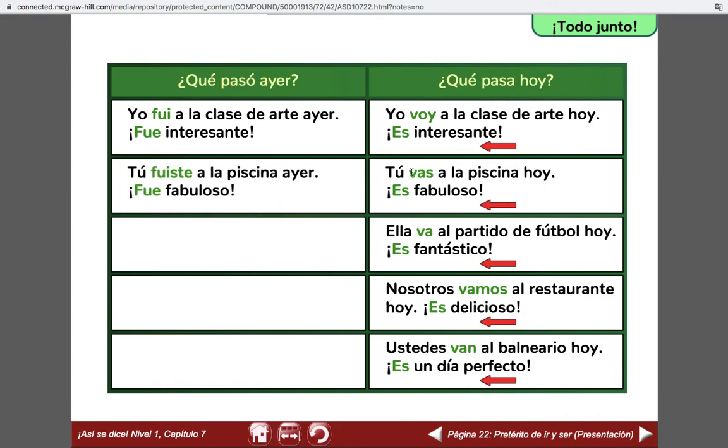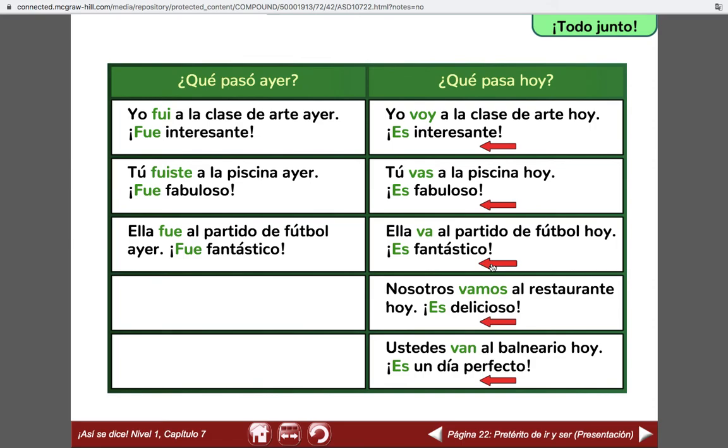Here we have more examples. Tú vas a la piscina hoy, es fabuloso. Tú fuiste a la piscina ayer y fue fabuloso. So you're changing those things to turn them into the past, and make sure that you're only including one verb at a time so that your sentences are correct.